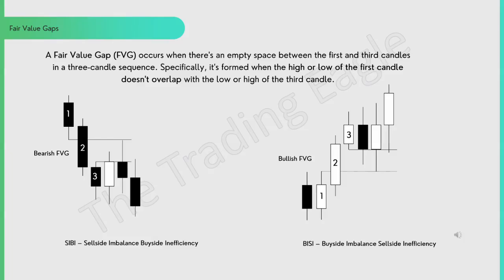So why do these gaps matter? You just have to look at the chart. Because the algorithm doesn't like unfinished business, so it returns to fill these gaps to rebalance the market. Over time, you start spotting them and watching price come back over and over again. It's quite easy to spot. This isn't just a theory, no. And watch out for them.